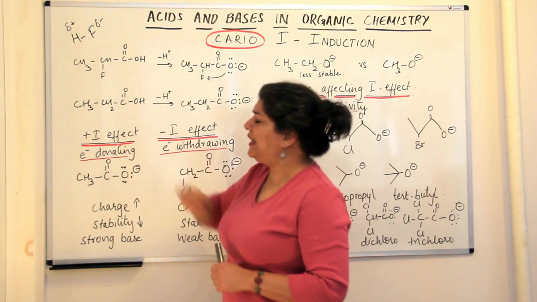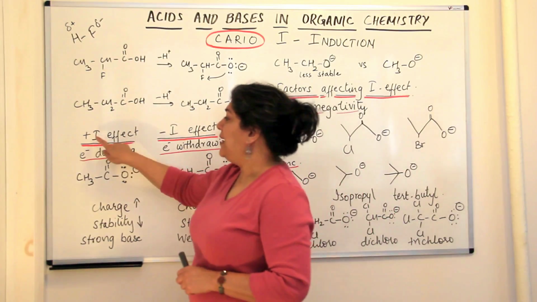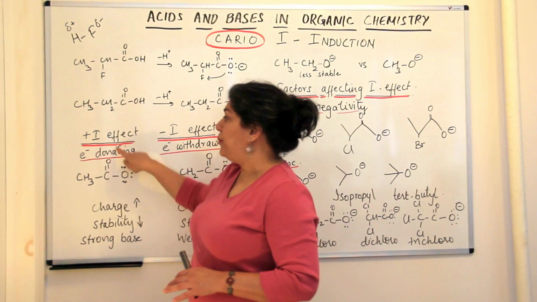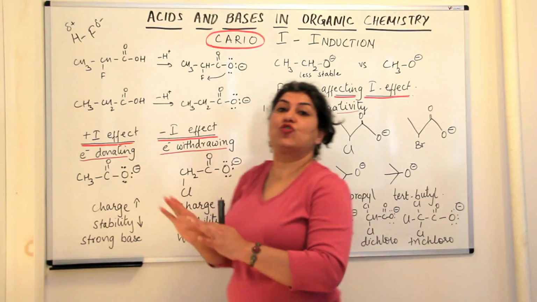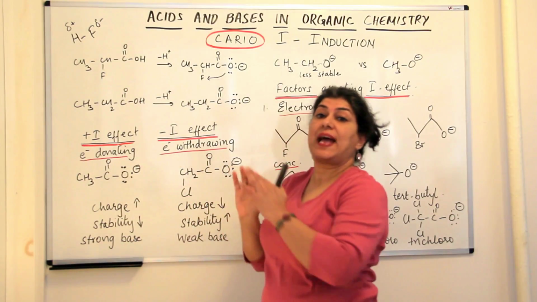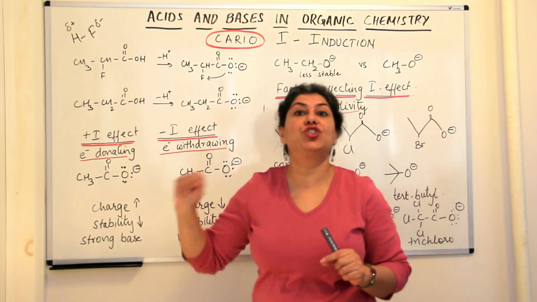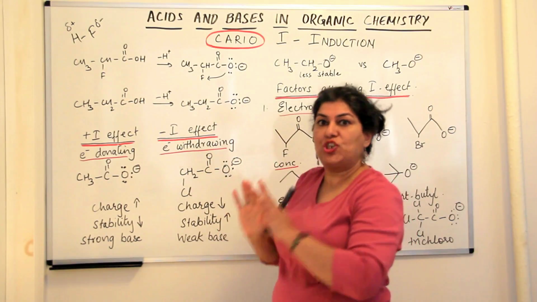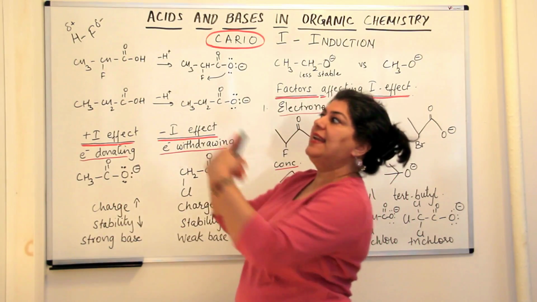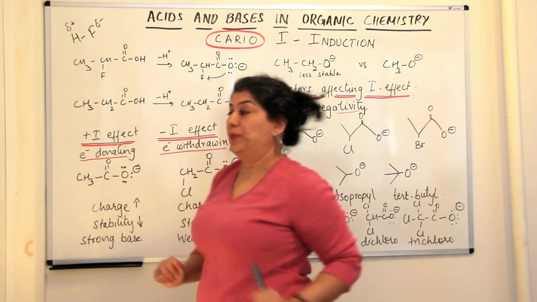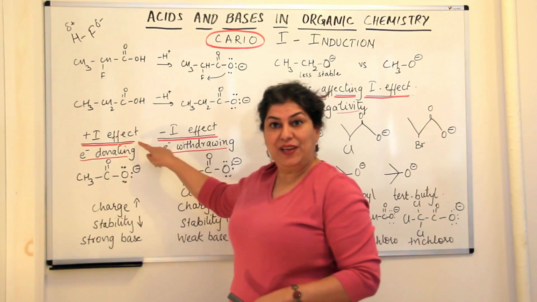What would plus I effect be? Plus I effect is a group that is adding electrons to the atom which already has the charge. So it is pushing electrons away. It is adding electrons to the other group. So that is plus I effect.